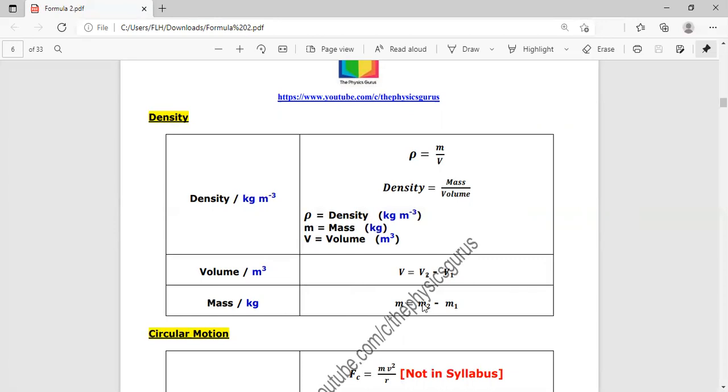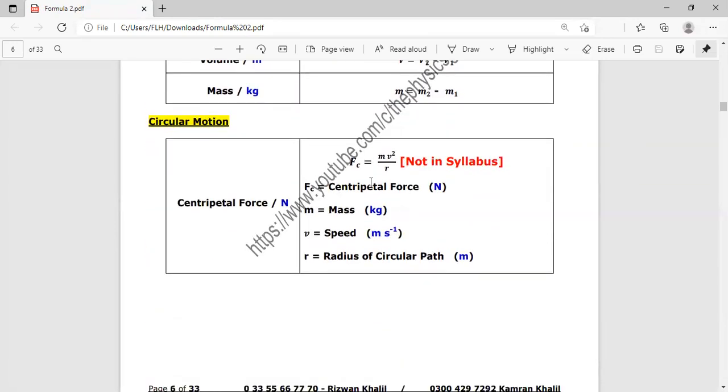m2 represents the final mass, m1 represents the initial mass. Like the mass of the empty beaker is m1, the mass of the beaker filled with water will be m2, and we can calculate the mass of water by subtracting m2 minus m1. Then the formula of circular motion.